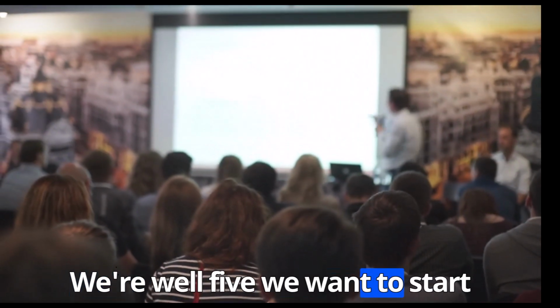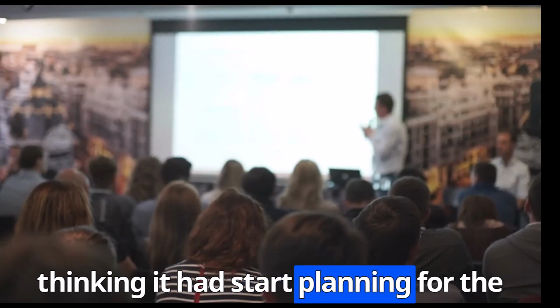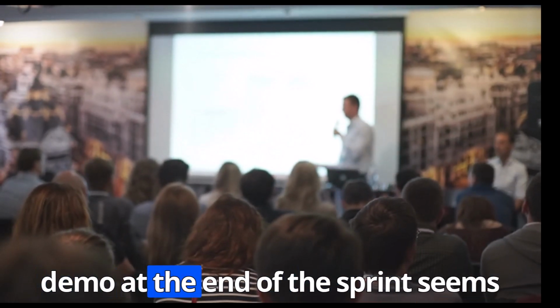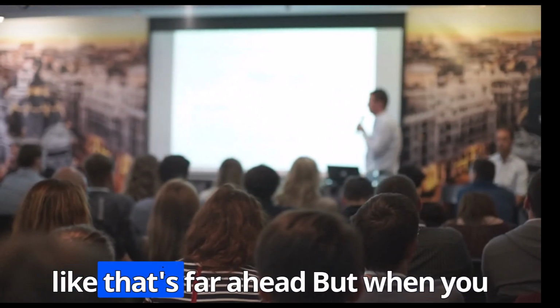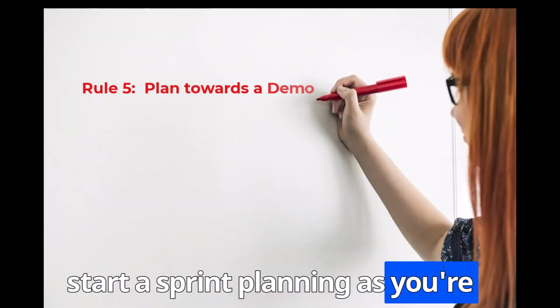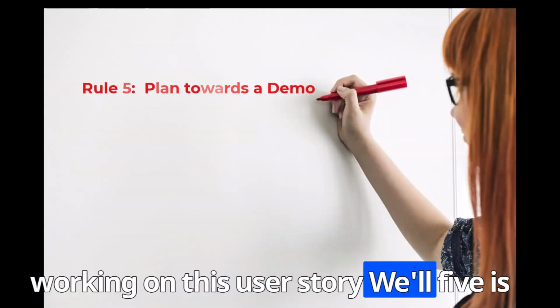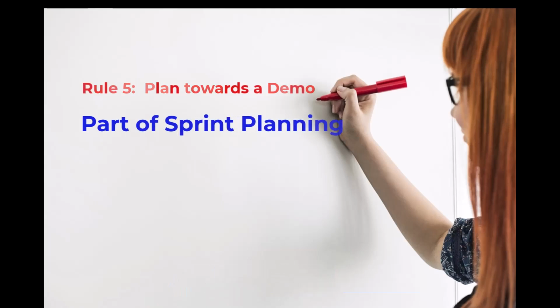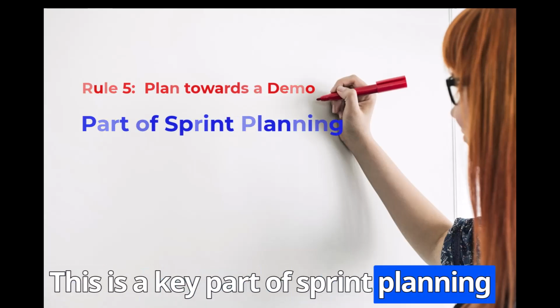For rule 5, we want to start thinking ahead. Start planning for the demo at the end of the sprint. And it seems like that's far ahead, but as part of sprint planning, as you're working on this user story, rule 5 is plan towards a demo. This is a key part of sprint planning.